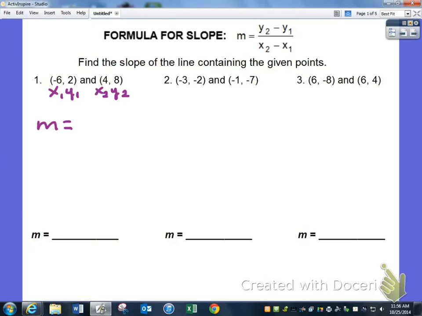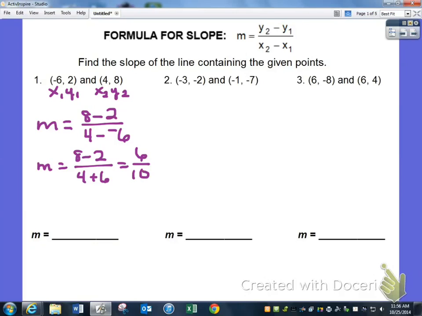So we are going to do y2 minus y1 over x2 minus x1, and if you notice x1 is a negative, so we end up with a double negative. Well, a double negative really means that it's a positive, because 4 minus negative 6 really means 4 plus 6. So then we just simplify. 8 minus 2 is 6, and 4 over 6 is 10, and you must always simplify your fractions. And so your slope should be written in simplest form, and so your slope would be 3/5.